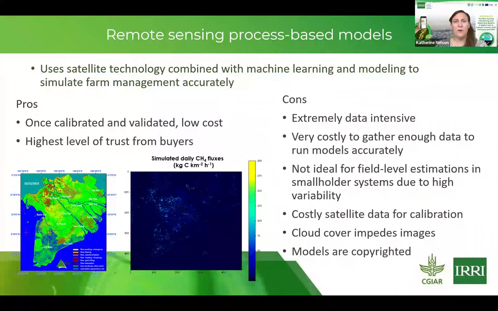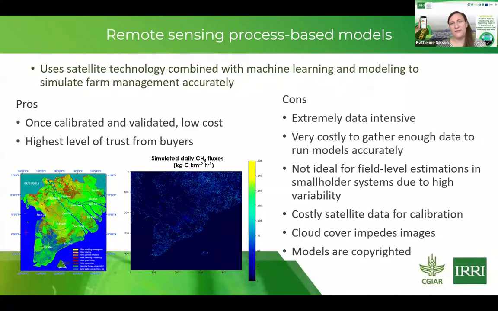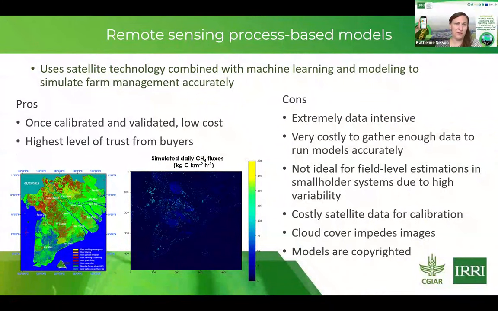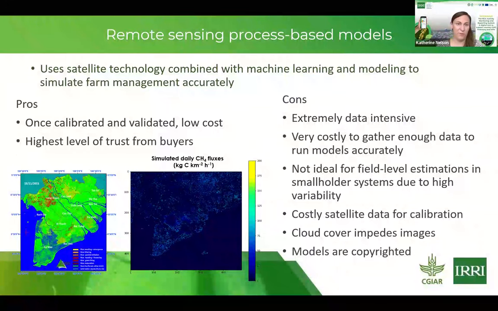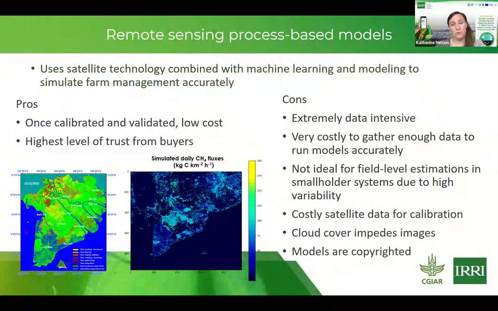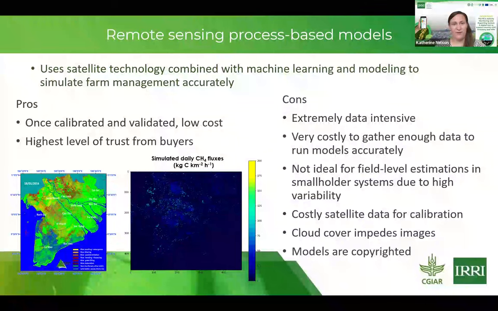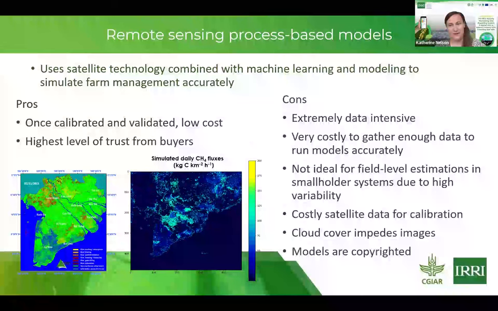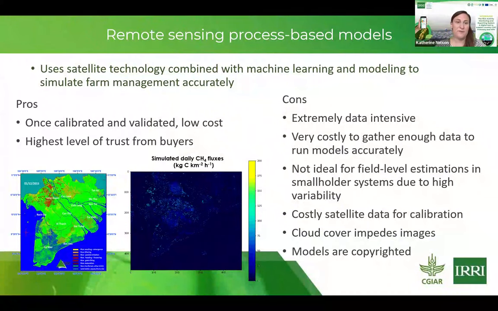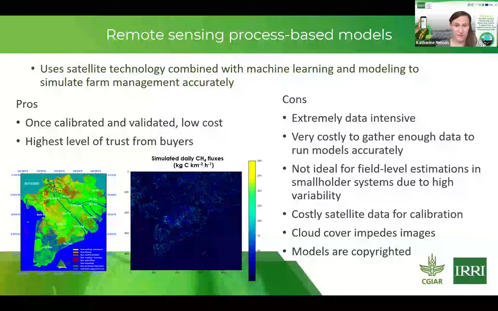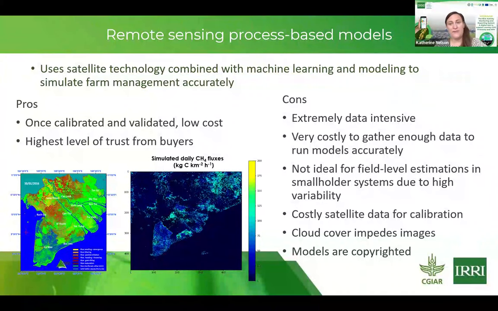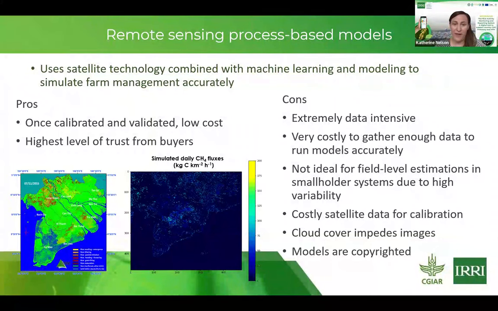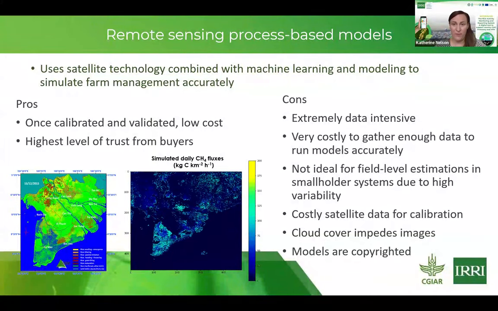So finally, when we come to the combination between remote sensing and modeling, this uses the satellite technologies combined with machine learning to simulate what's happening at the farm level. So once these are calibrated and validated, it should operate at a relatively low cost, although it does still have high computing power requirements, and it has a high level of trust from buyers. It is, however, extremely data intensive, very, very costly to gather the data that is required to run the models.